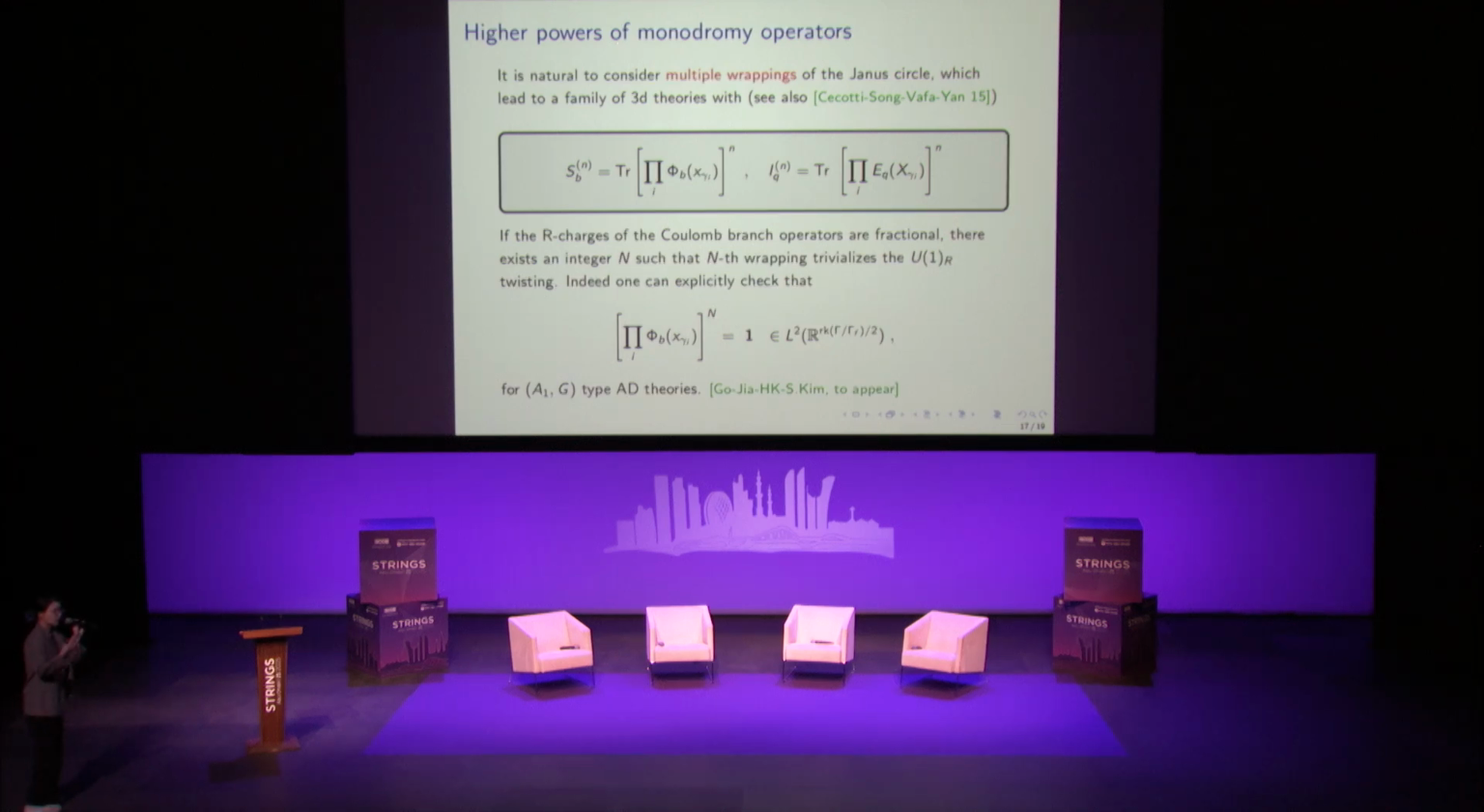Once you have this Janus loop-like picture, it's natural to consider multiple wrappings of the Janus circle, which leads to a family of 3D theories, where this small n in the slide is how many times you wrap around the Janus-like circle. For each n, you get a candidate of the supersymmetric observables that corresponds to each of the 3D TFTs. And if the R-charges of the Coulomb branch operators are fractional, as in the Argyres-Douglas-like theories, you can argue that there exists an integer n such that the nth wrapping of the Janus loop trivializes the U(1)_R twisting. And indeed, you can explicitly check that identity: the product of the Faddeev dilogarithm raised to the nth power is equal to 1 for all the Argyres-Douglas type theories.